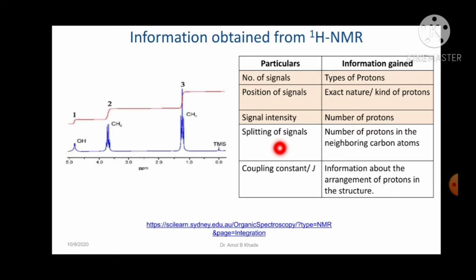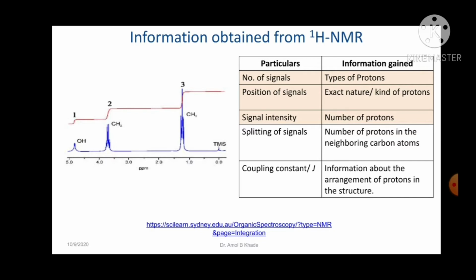Then the fourth one is the splitting of signals, which is a very important piece of information we can get from NMR, and because of that we can decide what could be the possible structure of the compound. Splitting of signal gives the number of protons in the neighboring carbon atoms. Here you can see the CH3 protons, the signal has split into 3 lines. This is not clearly visible here, so we'll show you in the coming slides. This is split into 3 lines, indicating the neighboring carbon has 2 protons. We'll come into that in the coming slide.